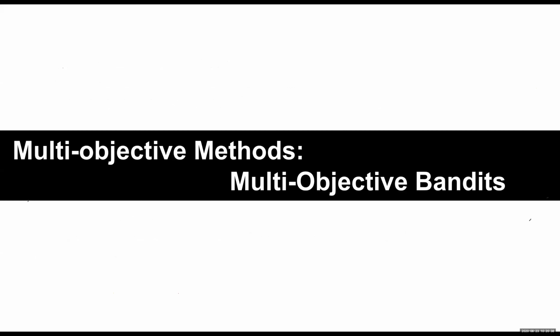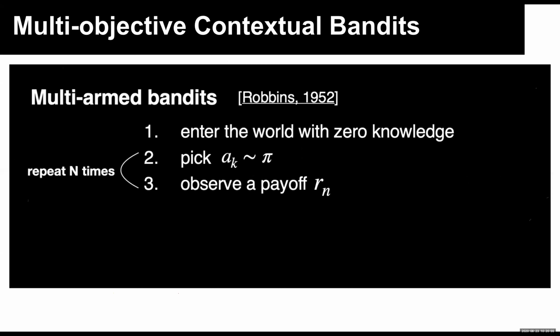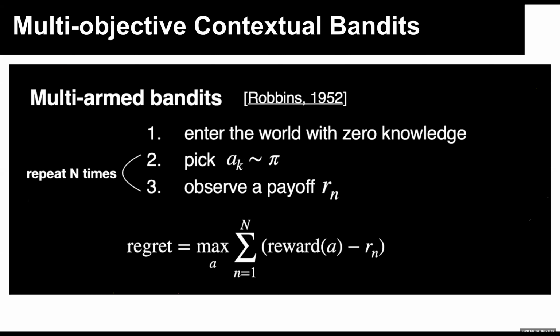Here we talk about a bandit-based solution, a multi-objective bandit solution. I'm going to spend 2-3 minutes laying the background of bandits and contextual bandits for people who don't have the intuition about these, and then quickly go on to a multi-objective contextual bandit solution. Let's say we pick up a multi-arm bandit problem. We enter the world with 0 knowledge. We pick an action based on some action policy pi, and we observe some reward. And ideally, we want to maximize the reward or minimize the regret we have.